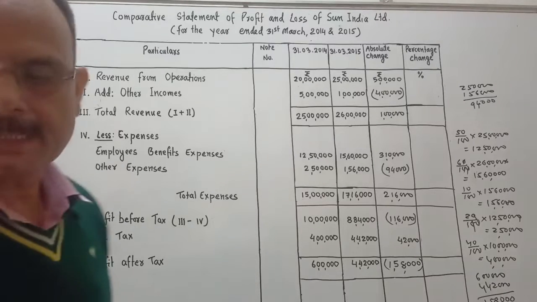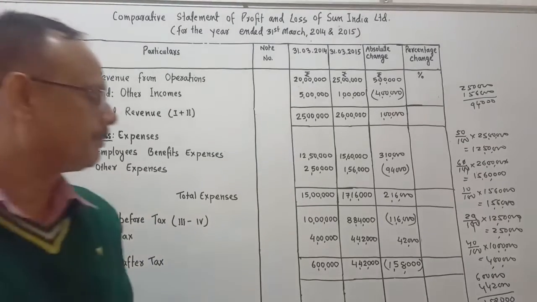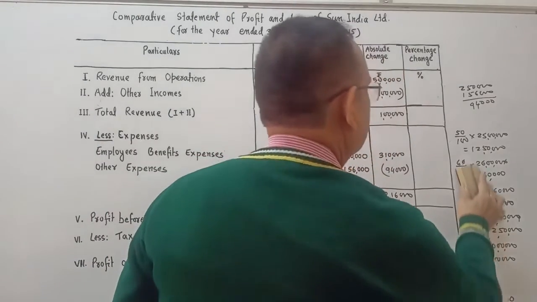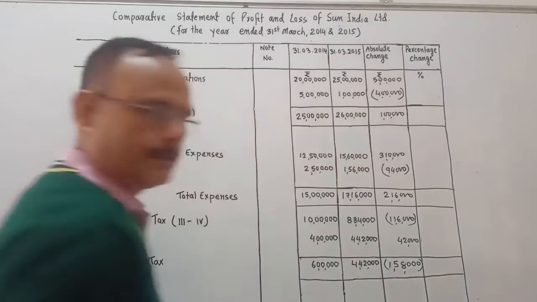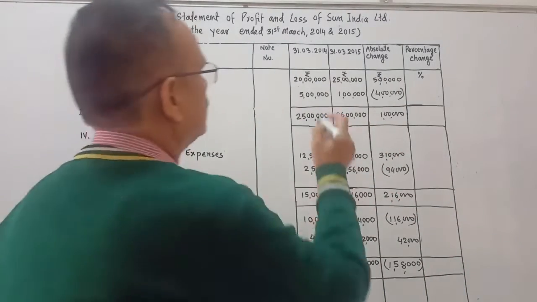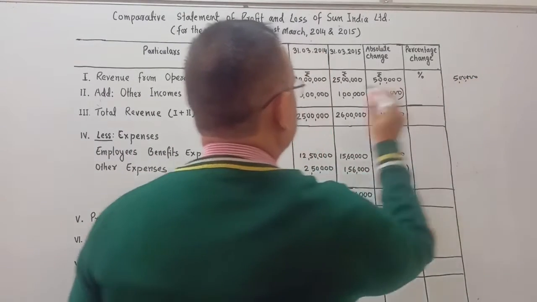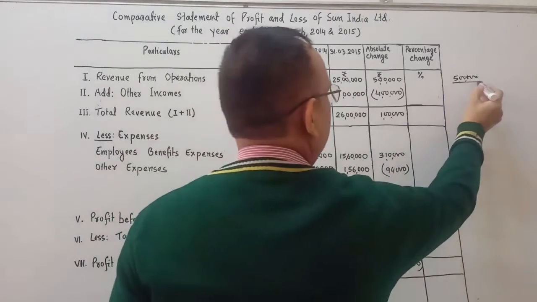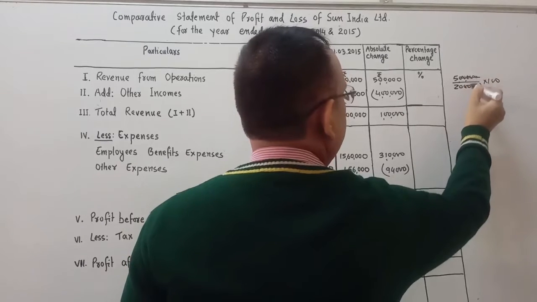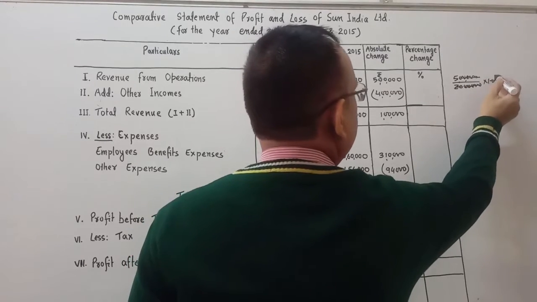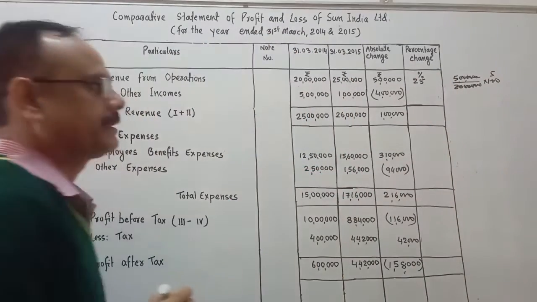Now come to the percentage. Now we will calculate the percentage. Our task is to calculate the percentage next. So here the absolute change is 5 lakhs and the previous year figure is 20 lakhs. So 5 lakh upon 20 lakhs into 100, so it is 25%.